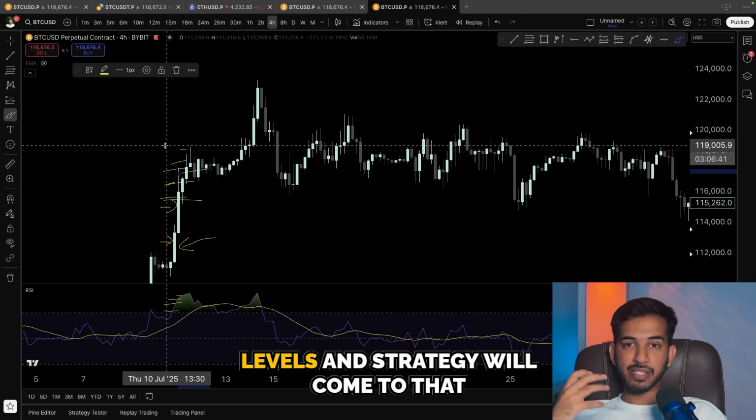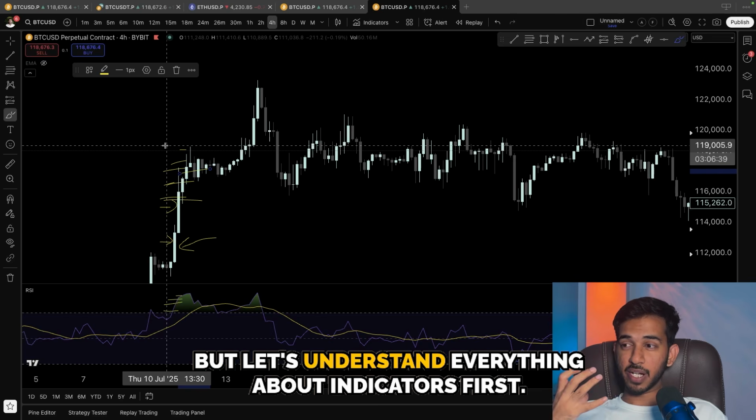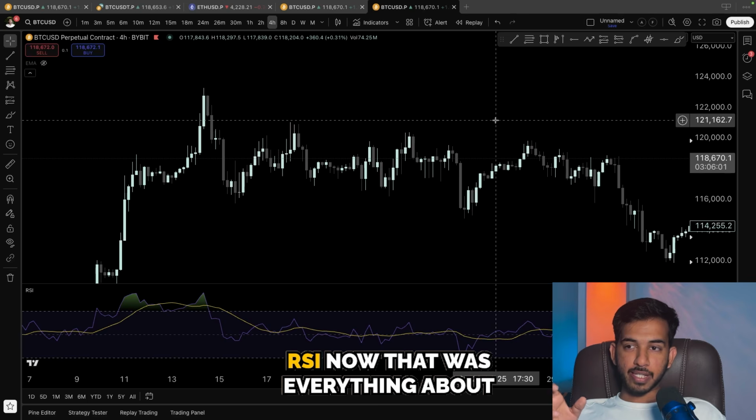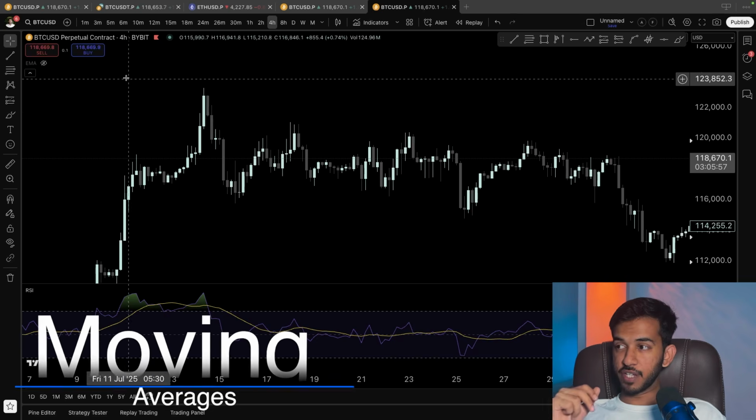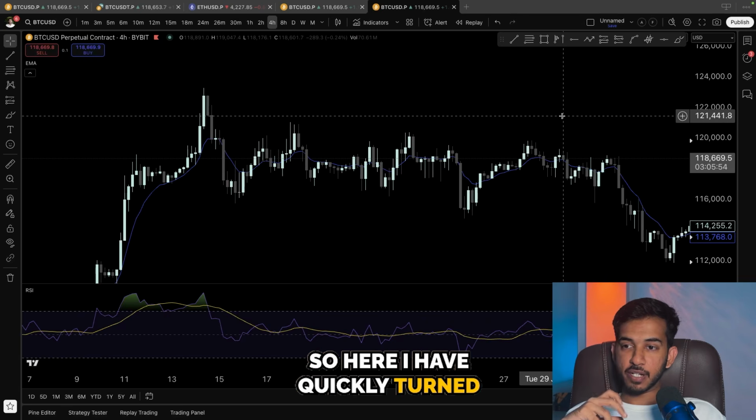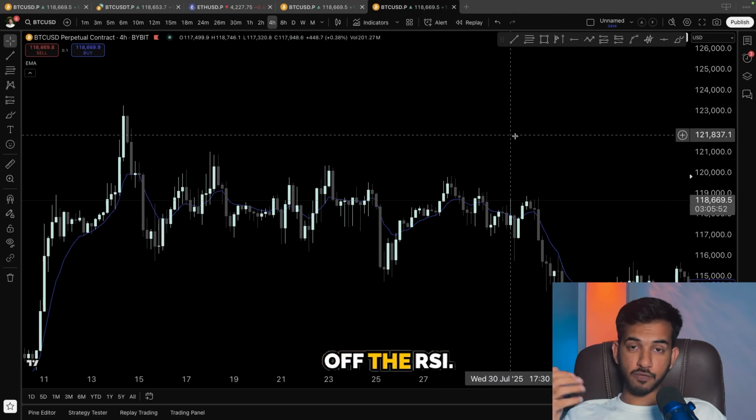All right, levels and strategy will come to that later, but let's understand everything about indicators first. So as I was talking about RSI, now that was everything about RSI. Now let's also move to the moving averages, right? So here I have quickly turned on the moving averages and turned off the RSI.